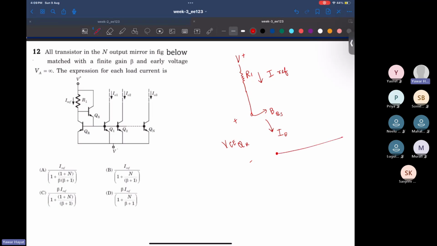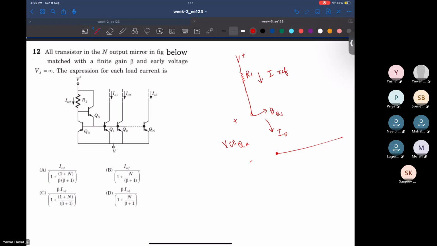And all of your transistors, Q1, Q2, and so on up to Qn, they are fed by that current, okay? Now, because your QR, Q1, and so on up to Qn are matched, we'll assume that they are matched, in fact they are matched with a finite gain beta, so they'll have the same VBE, right?